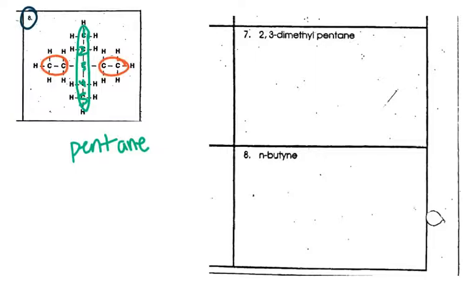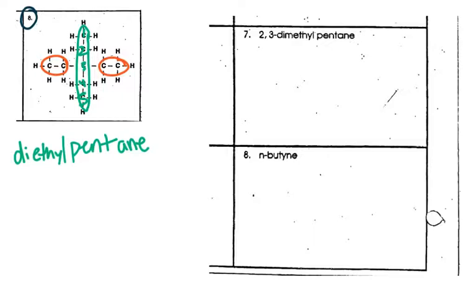So I have 2 branches here. When I have 2 branches, the prefix is di. And then I have to figure out what those branches are. If they were 2 different kinds of branches, let's say one had 1 carbon and one had 2, I would say methyl and ethyl because I had a 1 carbon and a 2, so I'd have methyl ethyl. But here, because they're both 2 carbons, that's eth. And then remember, we end our branches in YL, so diethyl pentane.